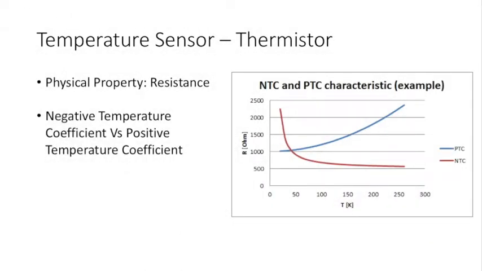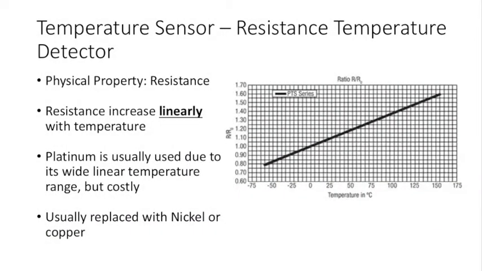The first type is a thermistor, where the resistance changes with temperature. There are 2 types of thermistors, NTC and PTC. NTC stands for negative temperature coefficient, while PTC stands for positive temperature coefficient. Looking at the graph, the resistance of the NTC is inversely proportional to the temperature change, while PTC is directly proportional. The second type is called resistant temperature detector, RTD.